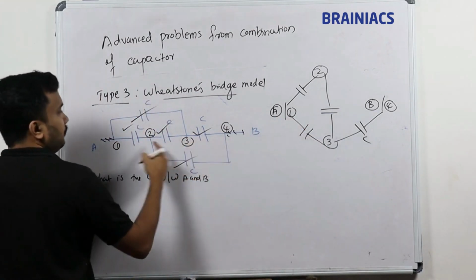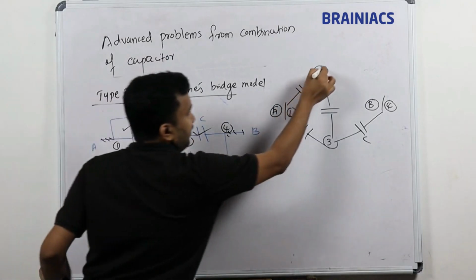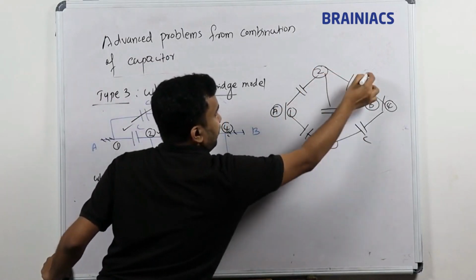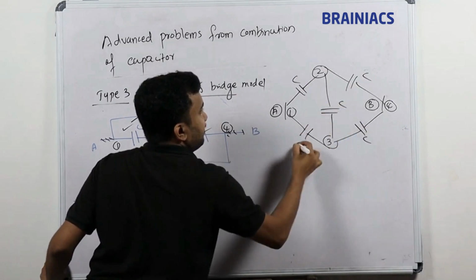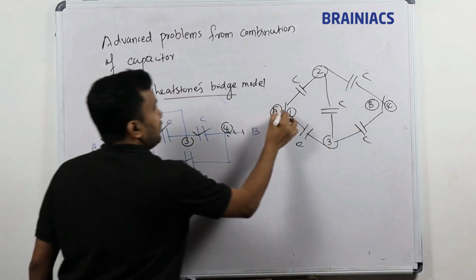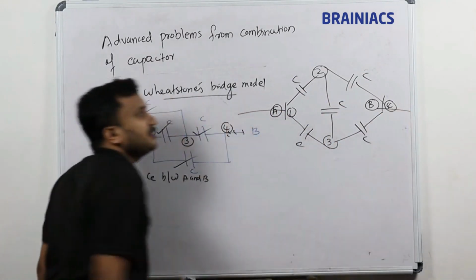The bottom also, between 2 and 4. So 2 will be there and 4 will be here. So between 2 and 4, the next capacitance. This is the structure. Tell me, what is this structure?